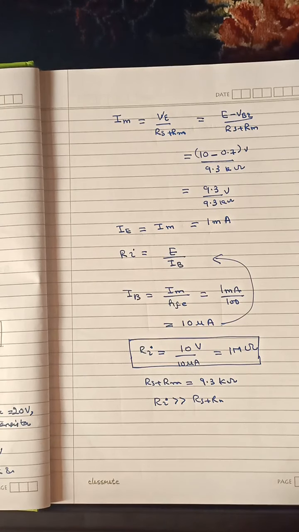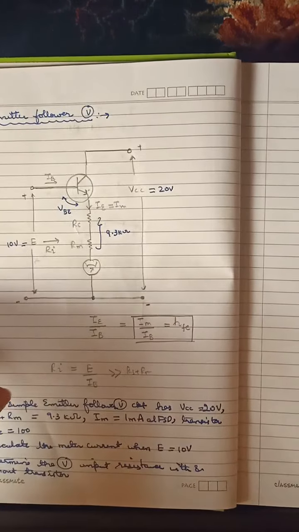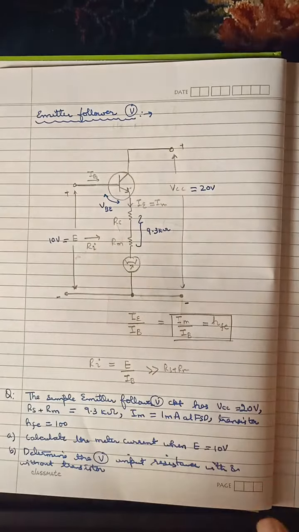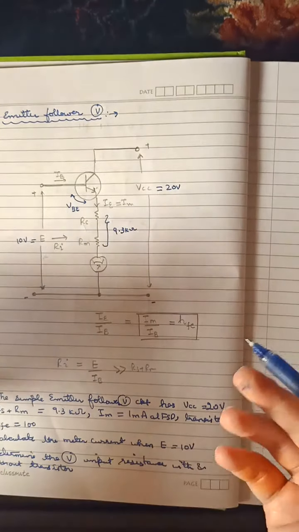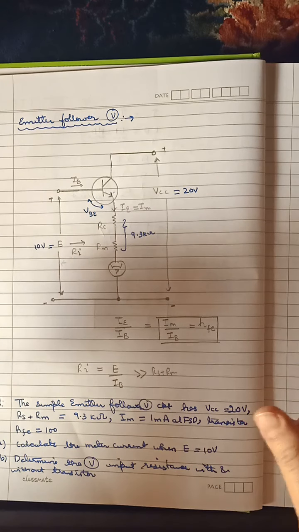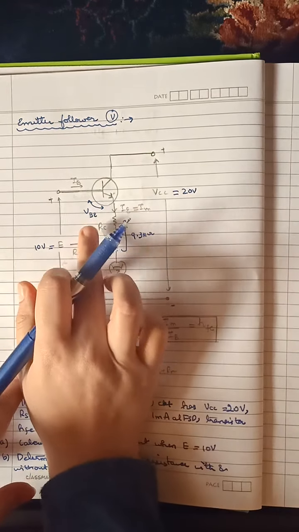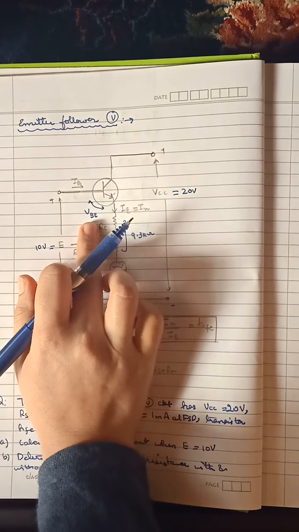Now there is a disadvantage of this circuit. This is just for the basic understanding of the emitter follower voltmeter. Otherwise this is not the practical circuit of an emitter follower voltmeter. Why? What disadvantage does it have? The disadvantage here is that the voltage drop because of this VBE introduces an error of 0.7 volts.